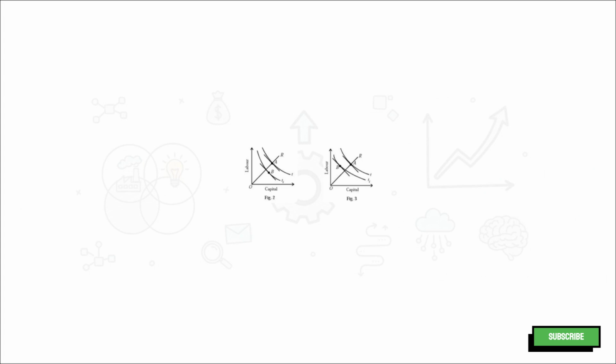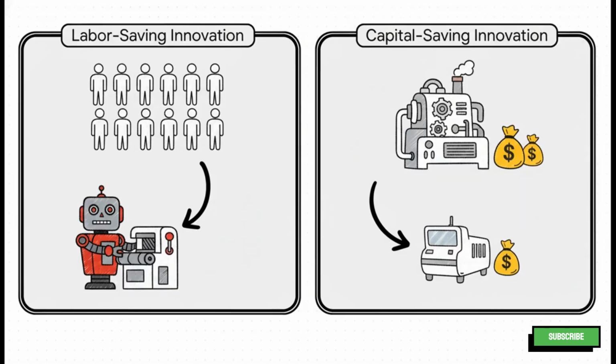Well, this leads us to two types of biased progress. Innovations that are labor-saving on the one hand, and innovations that are capital-saving on the other. In simple terms, a labor-saving innovation makes a machine more productive than a person. Think of a new robot on an assembly line that can do the work of 10 people. That's a classic example. And on the flip side, a capital-saving innovation does the exact opposite, letting you get the same job done with fewer or cheaper machines.